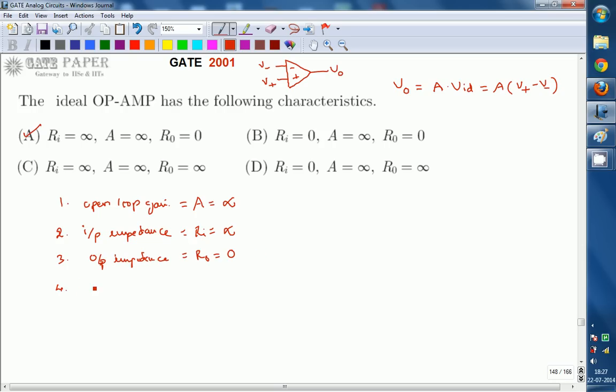And the fourth one, CMRR, common mode rejection ratio. CMRR is defined as AD by AC. AD is the differential mode gain. Differential mode gain is the gain provided by the op amp for the difference input signal. And AC is the common mode gain. Common mode gain is the gain provided for the common input signal.